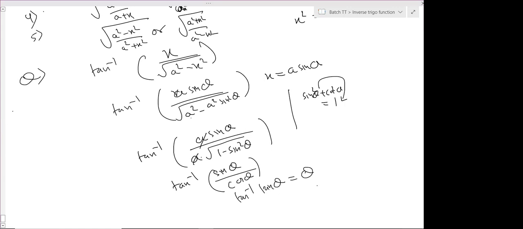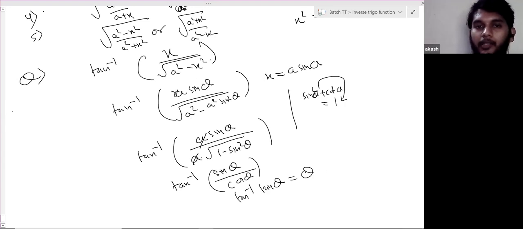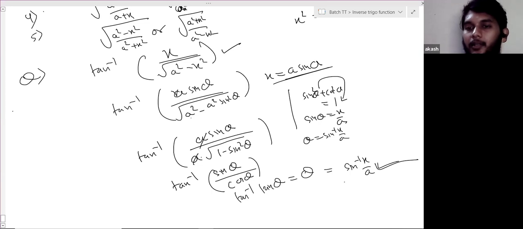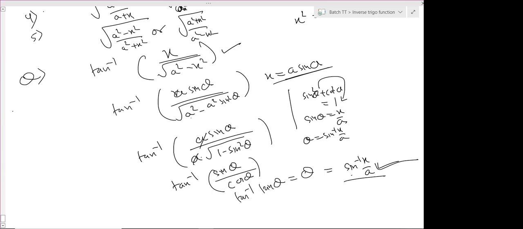But we cannot leave the answer as theta. Why? They have not given what theta is. So how do we find the value of theta here? We can write sine theta is x upon a, so theta is sine inverse x upon a. So you have to find the answer like this. This is the final answer, sine inverse x upon a. I hope this is absolutely clear. Yes, sir. All right, next question.